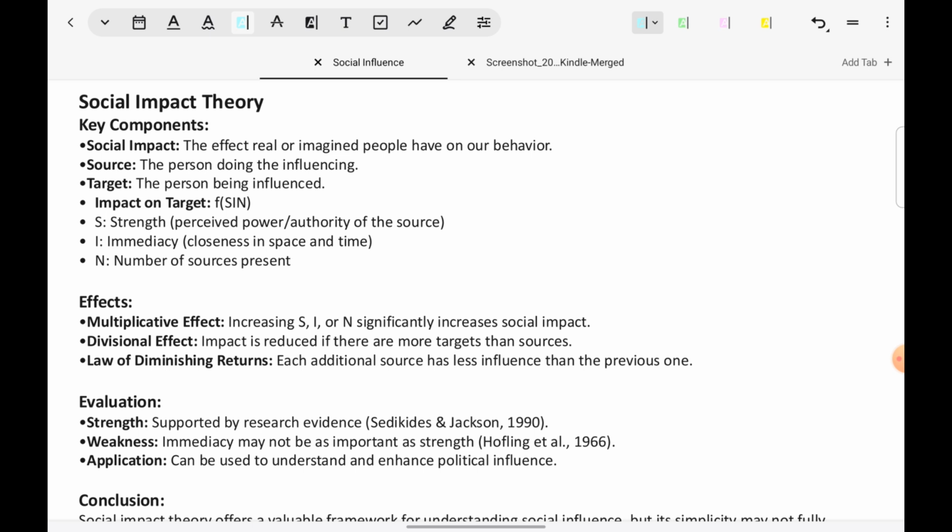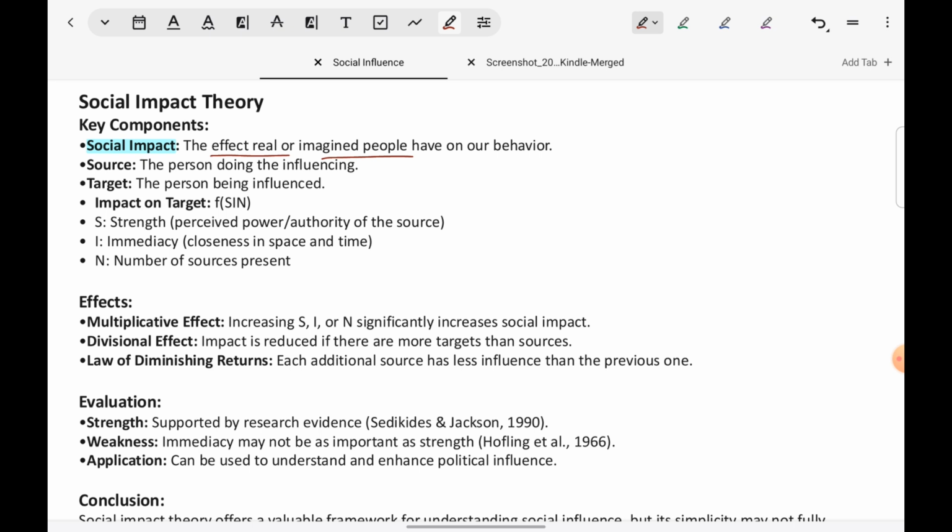Okay, when it comes to social impact theory, firstly, what has been explained is the meaning of social impact. Social always refers to interpersonal relationships. So whatever effect people who are really around me or those whom I imagine while performing actions have on me, that is known as social impact.